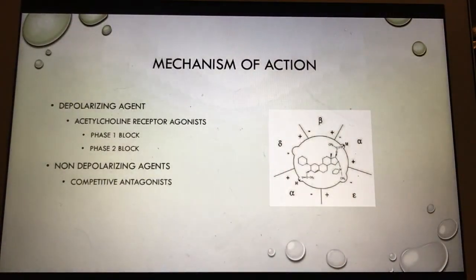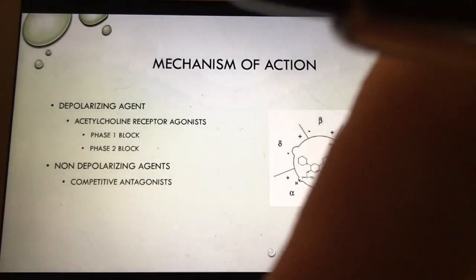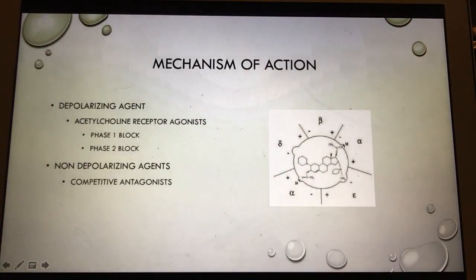Now I'm going to go into the mechanism of action for both the classes of drugs for neuromuscular blocking agents, which would be depolarizing and non-depolarizing. So the only depolarizing agent would be succinylcholine. They act essentially as an acetylcholine receptor agonist.